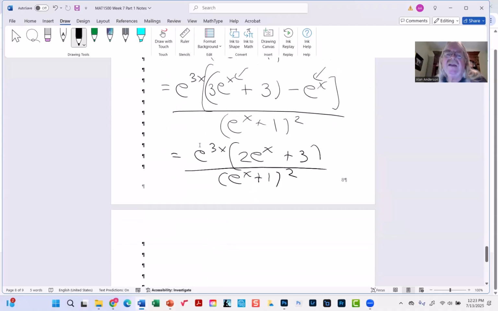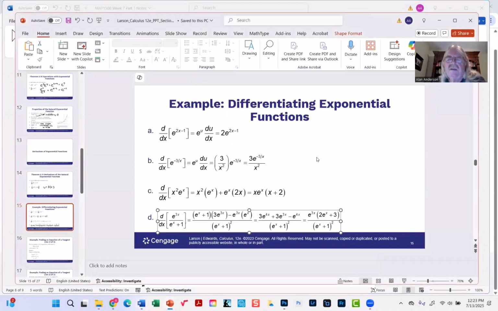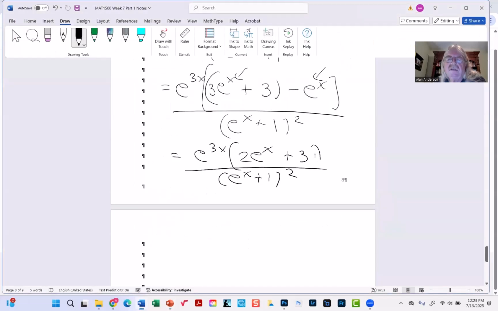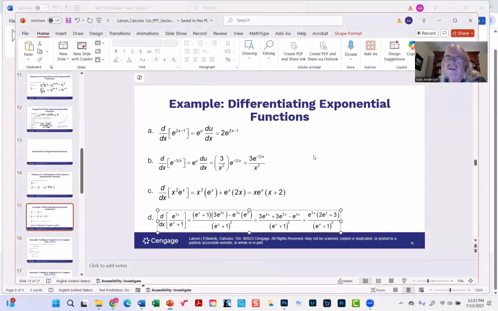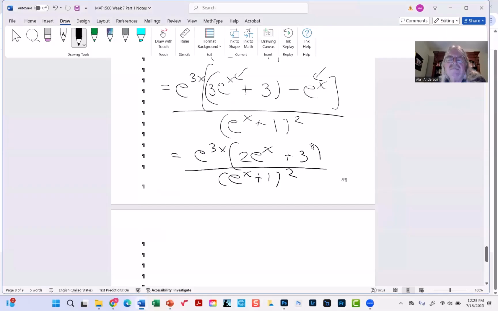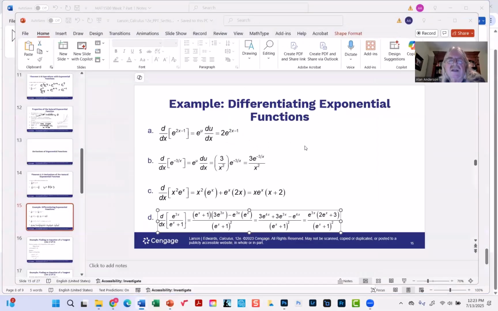All right. Now, they may have done this a little bit differently. E to the 3x. Oh, no. Yeah. No, they did it the same way. Okay, great. All right. So what's next?